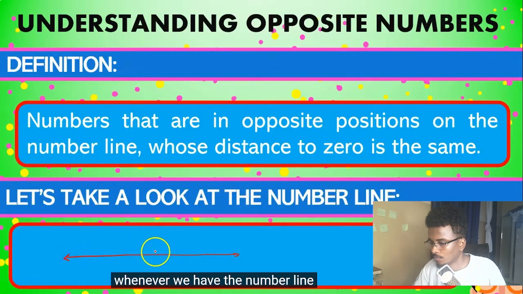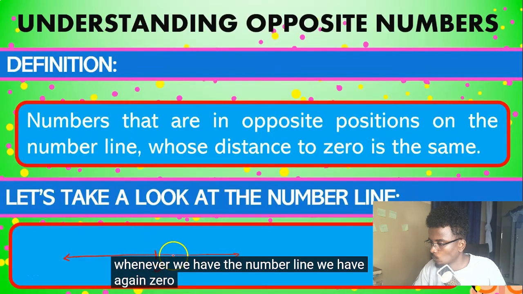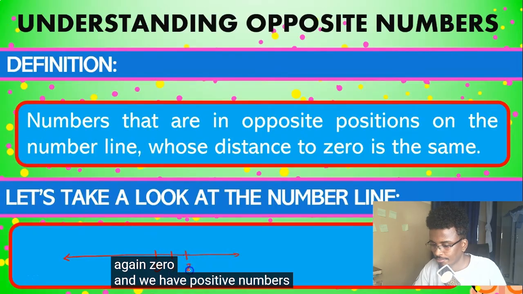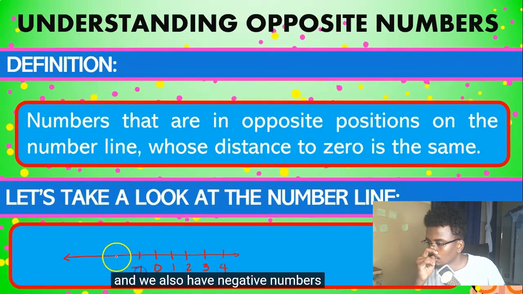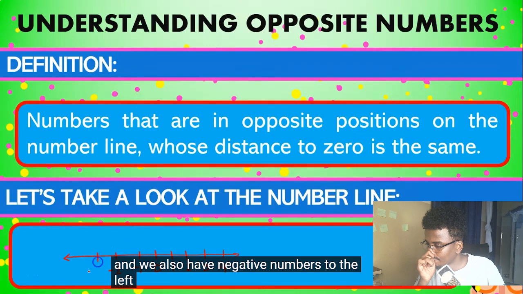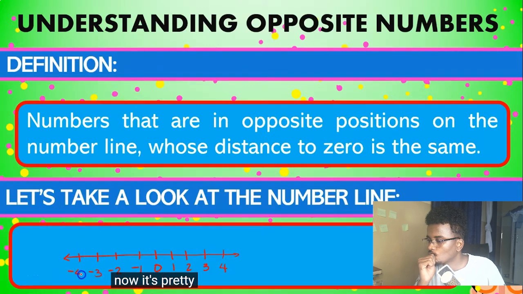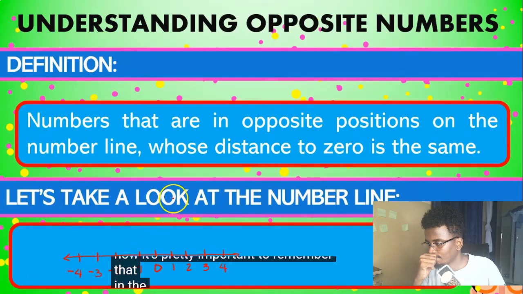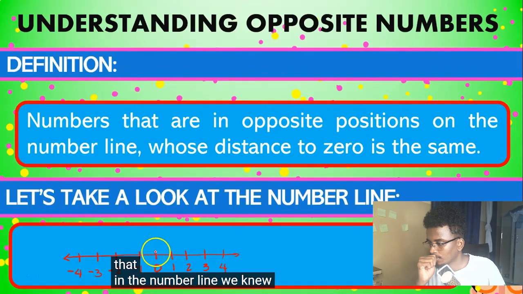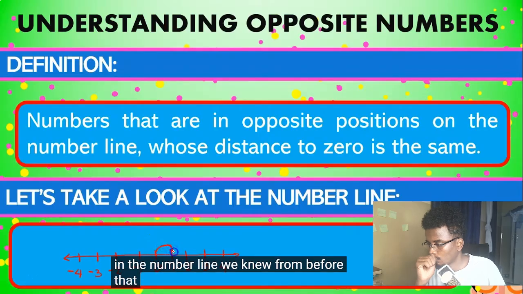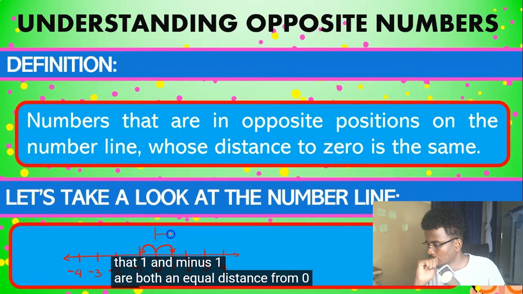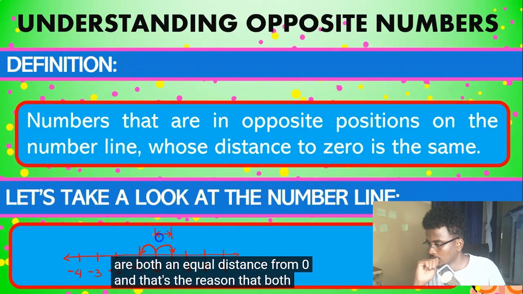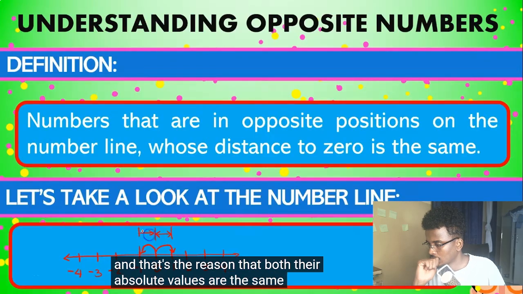Whenever we have the number line, we have again 0 and we have positive numbers, and we also have negative numbers to the left. Now, it's pretty important to remember that in the number line, we knew from before that 1 and -1 are both an equal distance from 0. And that's the reason that both their absolute values are the same, right?